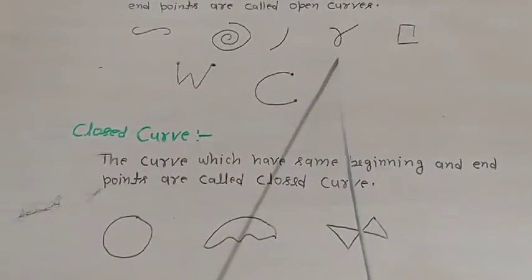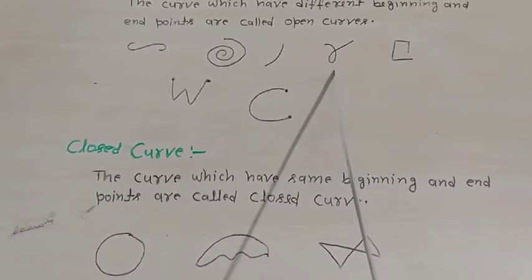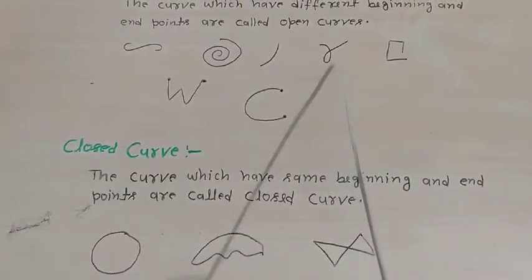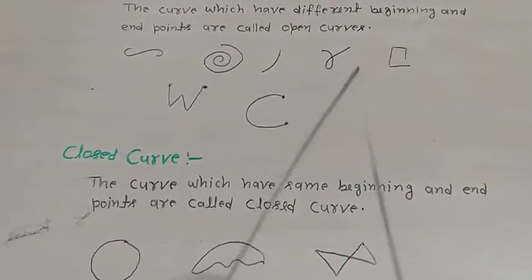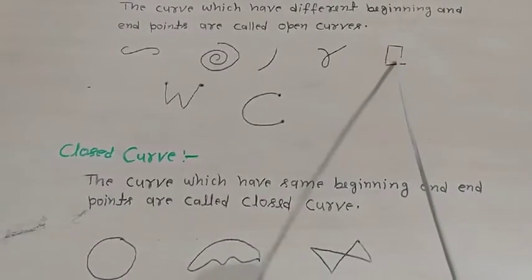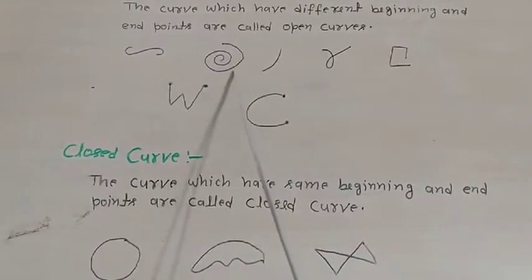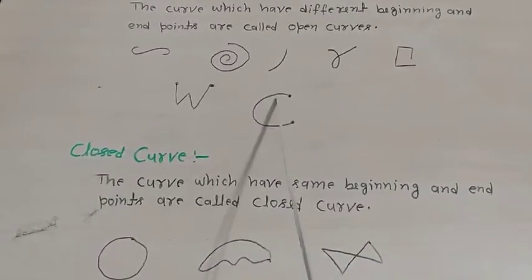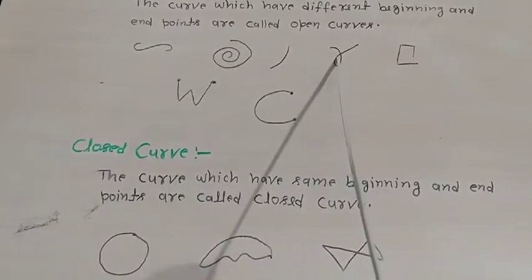This is an open curve but not simple, because this curve intersects itself at one point. Here you can see this is an open curve but not a simple curve. This is an open curve, but this is a simple open curve. These are simple open curves, but this is only an open curve and not simple.